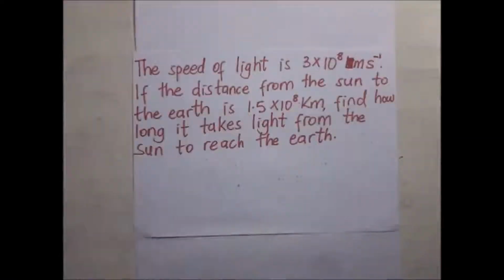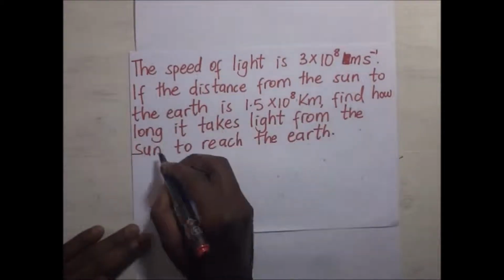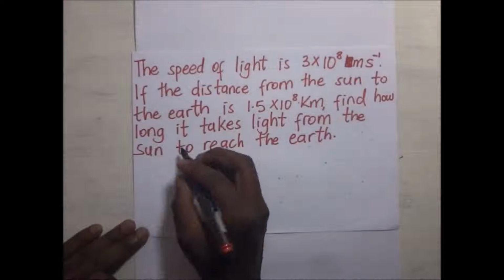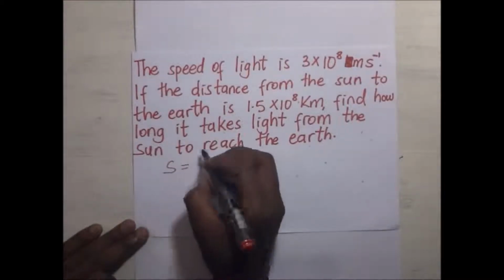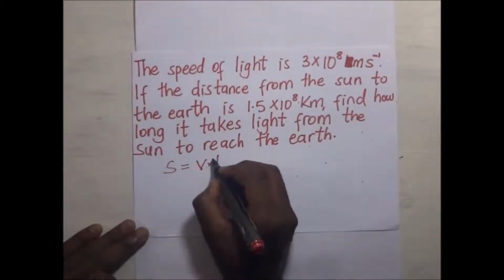Speed of light is 3 times 10 to the power 8 meters per second. If the distance from the sun to the earth is that, find how long it takes light from the sun to reach the earth. So to find the time, we know that distance, which is denoted by s, is going to be equal to speed times time.